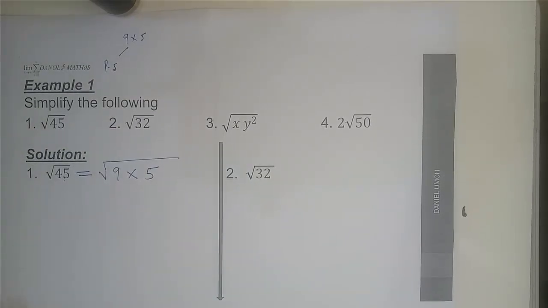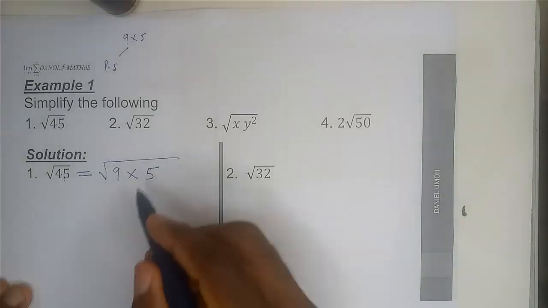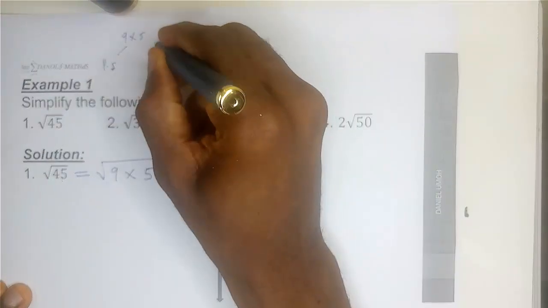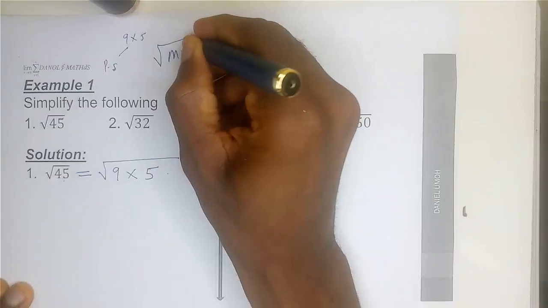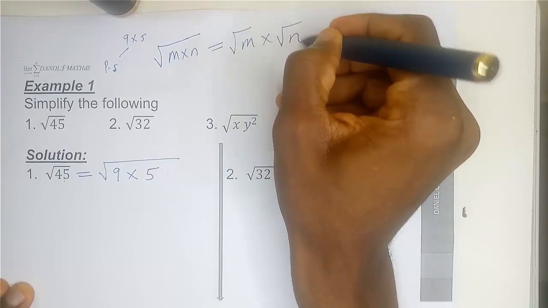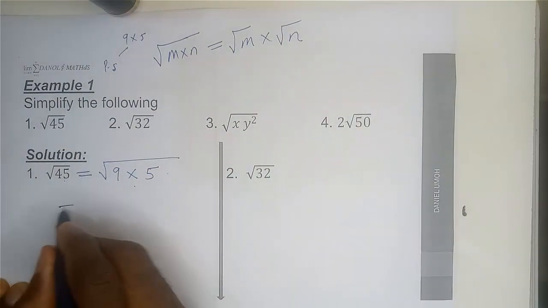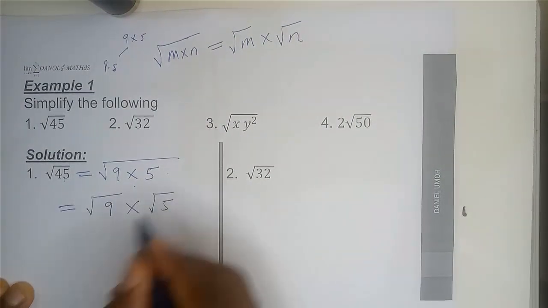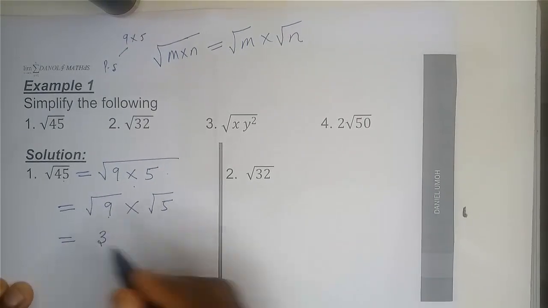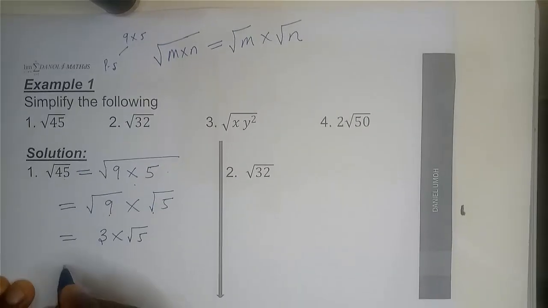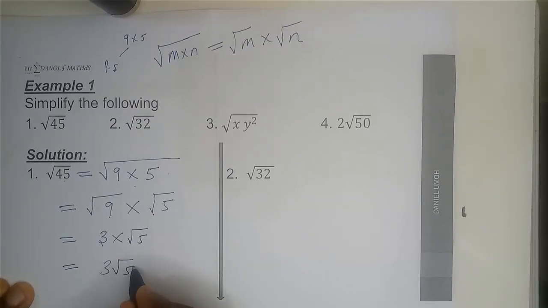Okay, so we're trying to split the square root of 45. So we say this is 9 times 5. Now from our rules of surds, remember we're told that the square root of m times n is the same thing as the square root of m times the square root of n. So when we apply this here, this is equal to the square root of 9 times the square root of 5. Then the square root of 9 is what? 3, because it's a perfect square, times the square root of 5 is a surd, so we leave it there. So this will now give us 3 root 5.